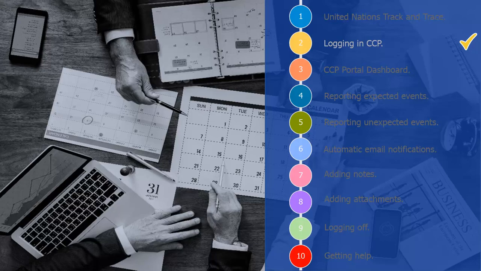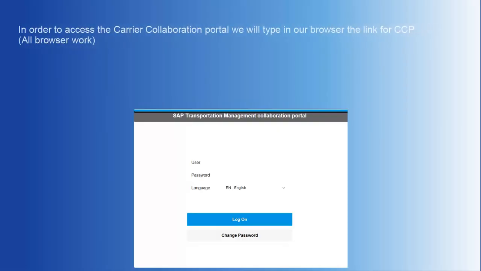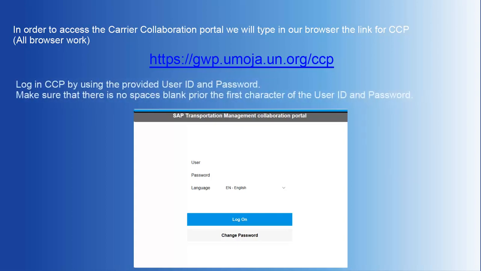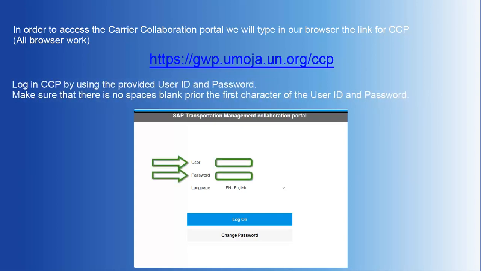Logging in CCP. In order to access the Carrier Collaboration Portal, we will type in our browser the link for CCP. Note that the browser can be Microsoft Edge or Google Chrome. Then log in to CCP by using the provided user ID and password. Make sure that there are no blank spaces prior to the first character of the user ID and password.